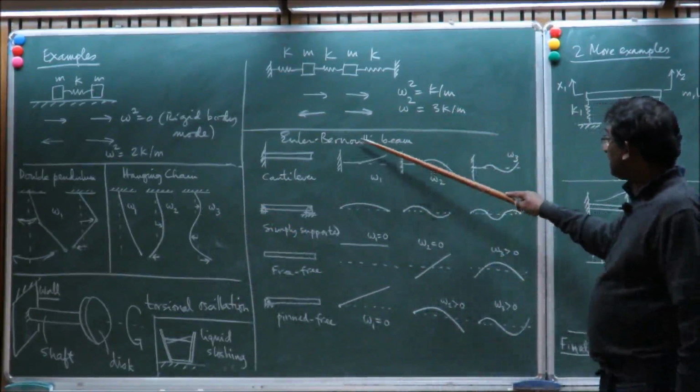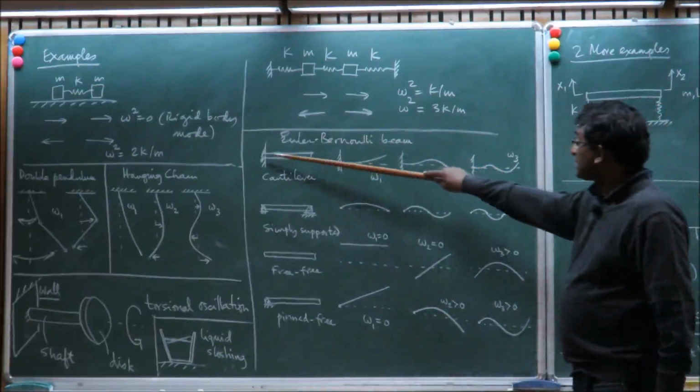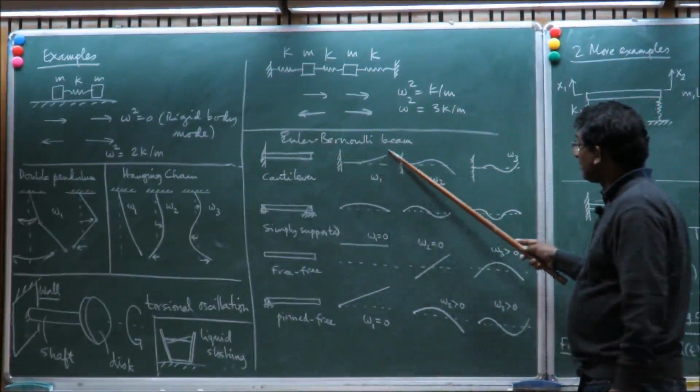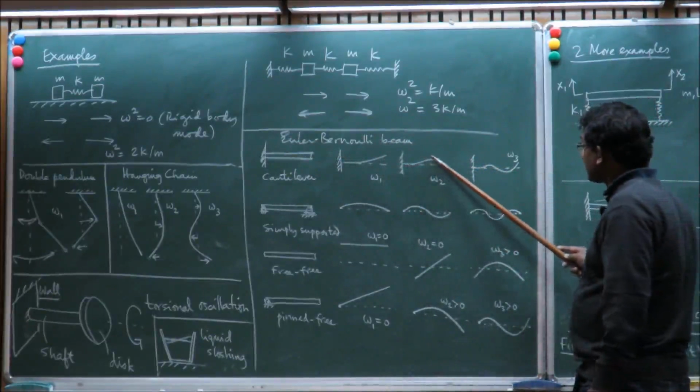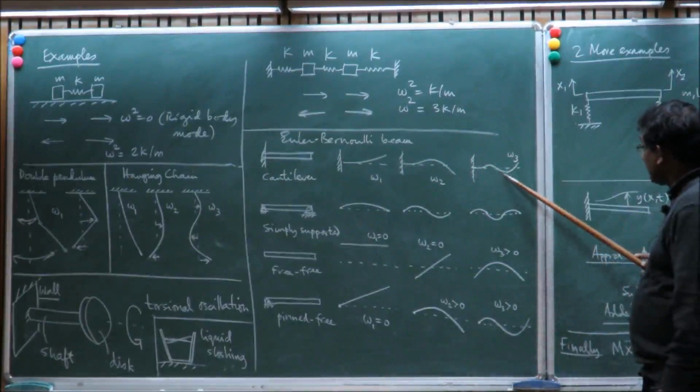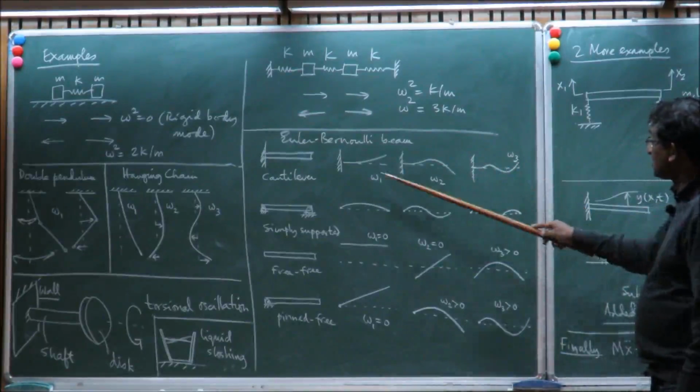Here is an Euler-Bernoulli beam. So this is a cantilever condition, and you may intuitively see that there is going to be one mode like this, another mode where this part bends up and this part comes down, another mode where this bends up, this down and this up, and so on.